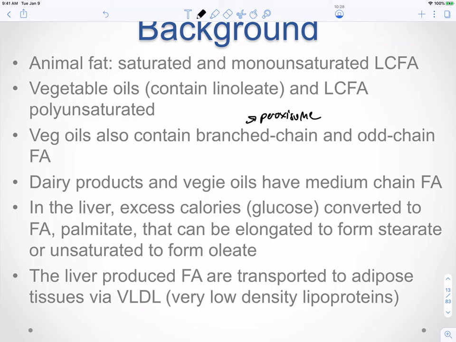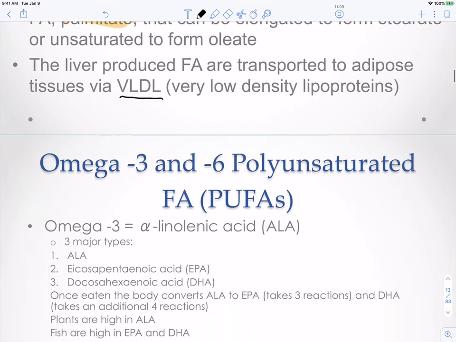So dairy products and veggie oils will also contain medium-chain fatty acids, and when you eat those they will go directly to the kidney and the liver for metabolism. They'll make energy from those products. In the liver, excess glucose is going to be converted to that 16-carbon palmitate. After your liver makes this 16-carbon, you can add carbons to it to form other lengths, such as 18-carbon stearate. The liver will produce fatty acids, and then these, of course, will be packaged into our very low density lipoproteins and be transferred to our adipose tissue.